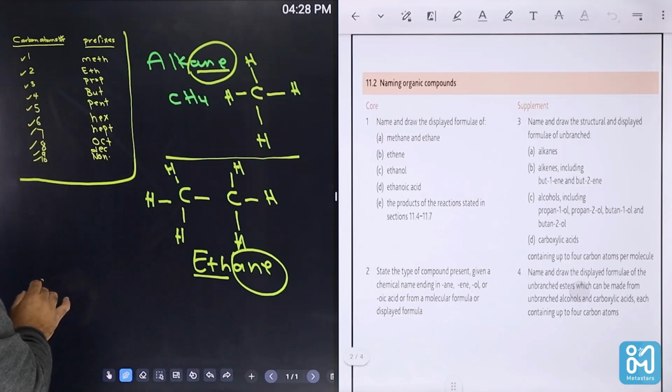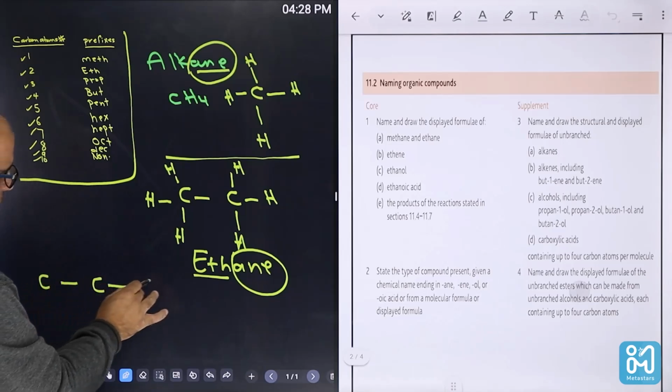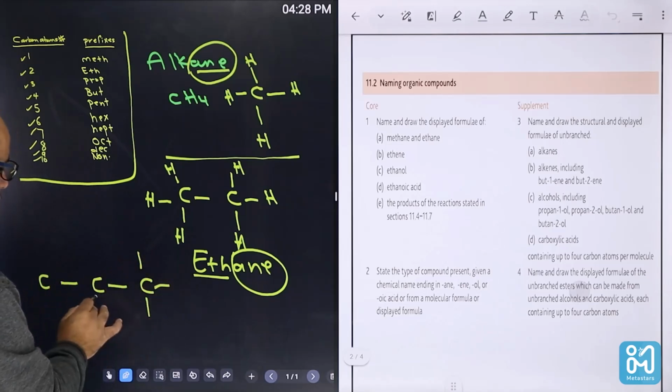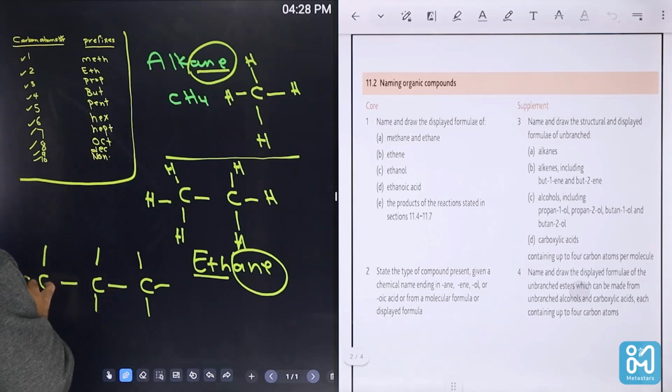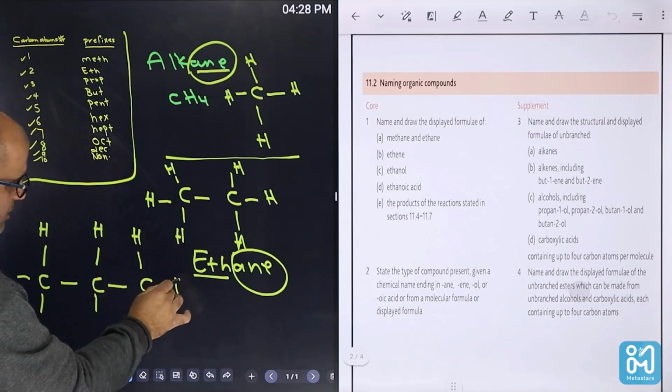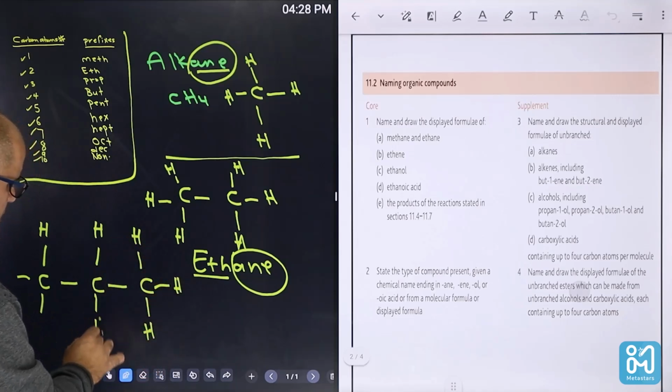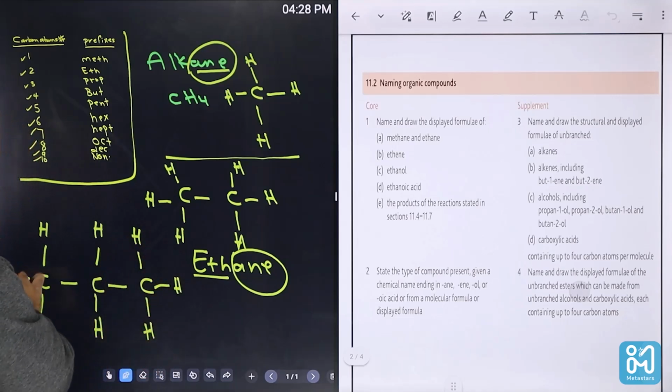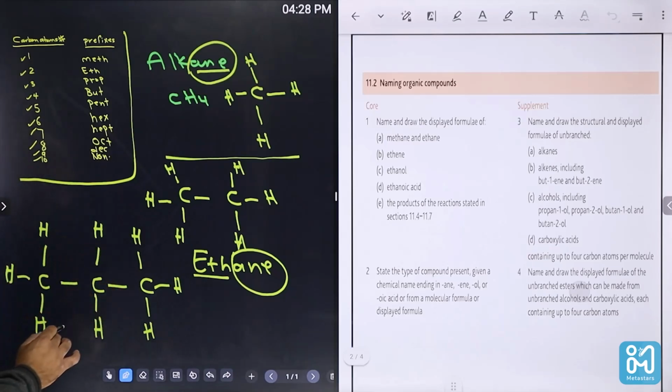For example, if he asks me to draw the third member of the alkanes, which is known as propane, it's like that. You can connect 3 carbon atoms with each other, then complete this structure by making covalent bonds with hydrogens. So that's what is named propane.